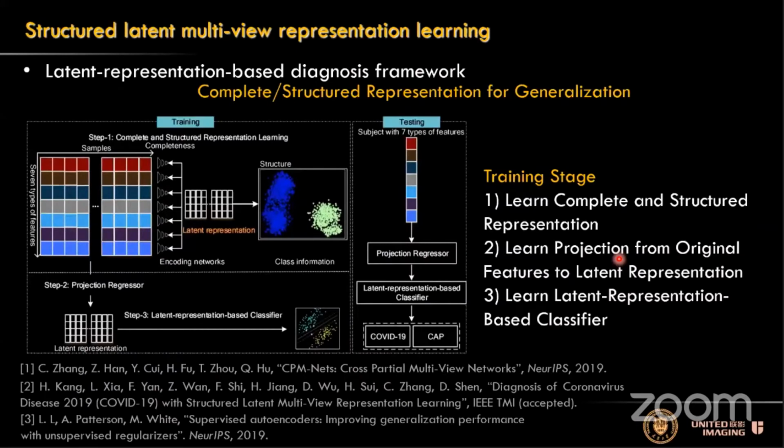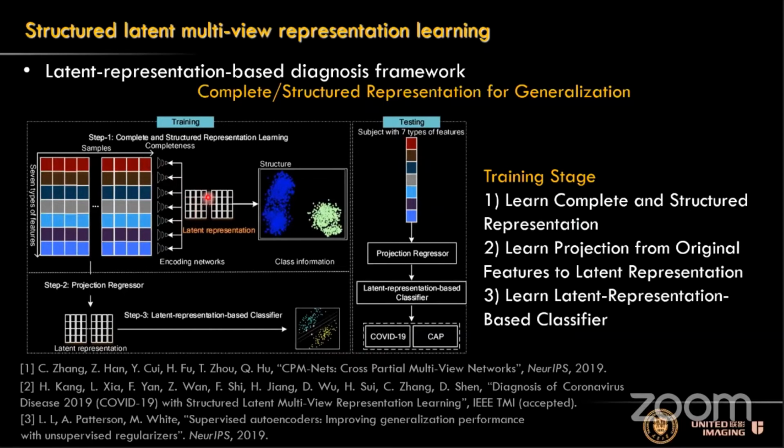To answer this question, we propose our model. We call it structured latent multiview representation learning. The main advantage of the model is the completeness and structured representation. The first one, completeness, means we can encode the information from different views, in our work 7 types of features, into a compact low-dimensional latent representation.